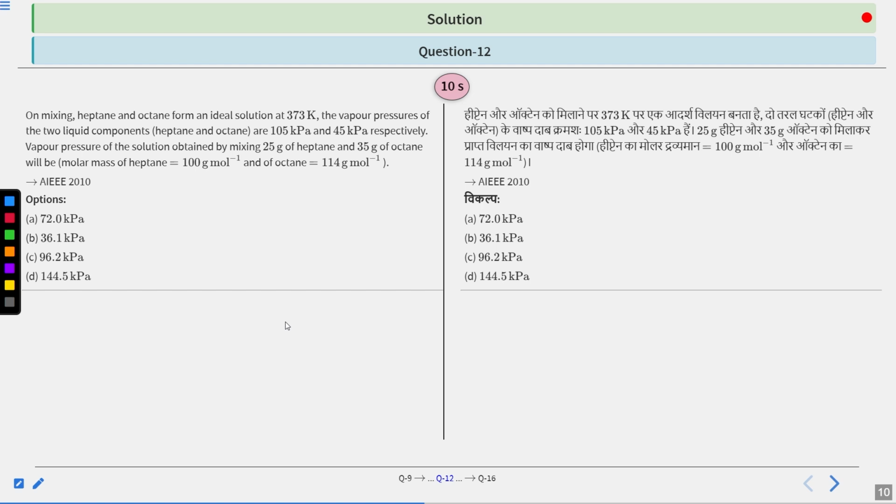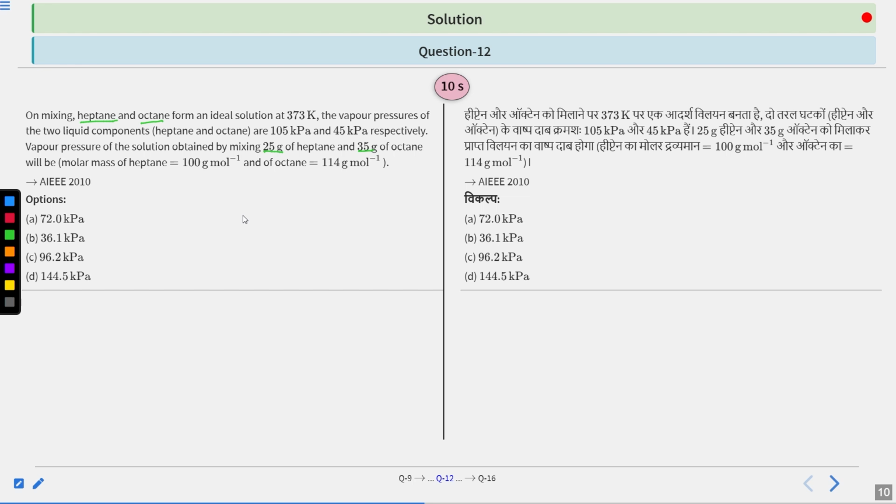Question number 12 says that on mixing heptane and octane, they form an ideal solution at 373 Kelvin. The vapor pressures of the two liquid components are 105 and 45 kilopascal respectively. The vapor pressure of the solution formed by mixing 25 gram of heptane with 35 gram of octane will be how much? Clear? So your options are A 72.0 kilopascal, B 36.1 kilopascal, C 96.2 kilopascal, and D 144.5 kilopascal.